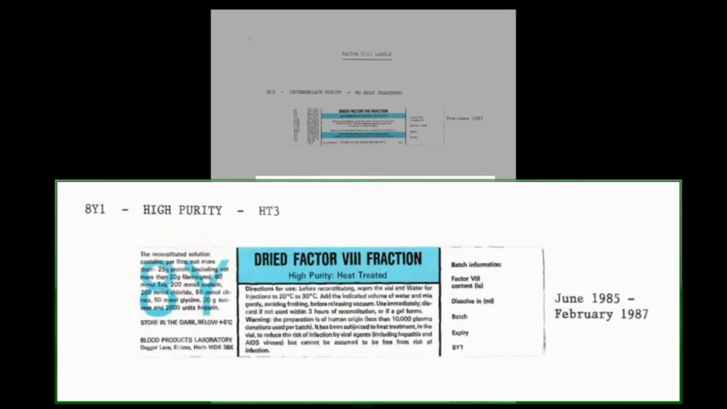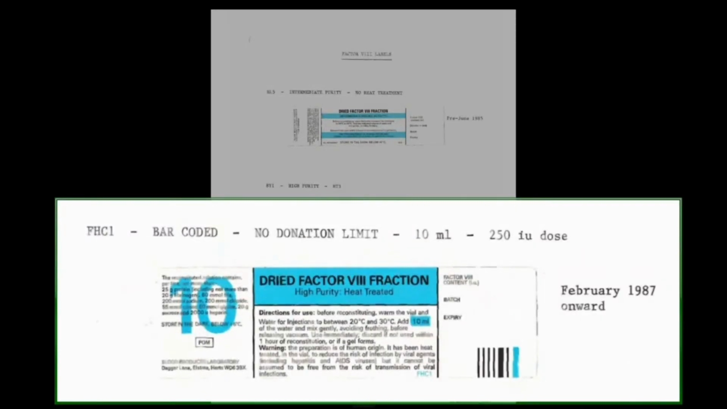If we could then expand and go to the final of these three labels, stated to be from February 1987 onward, and for FHC1, I'd say I'm not entirely sure what FHC1 stands for there. It is also stated to be barcoded, and we can indeed see a barcode in the bottom right-hand corner. And it's also stated that there is no donation limit. And that is confirmed by looking at the section on the warning, which now reads, and I quote, "The preparation is of human origin. It has been heat-treated in the vial to reduce the risk of infection by viral agents, including hepatitis and AIDS viruses, but it cannot be assumed to be free of the risk of transmission of viral infections." So the same warning as the previous label, but with the reference to the product being derived from less than 10,000 donations removed. It is stated to be a dried factor 8 fraction, high purity, heat treated.